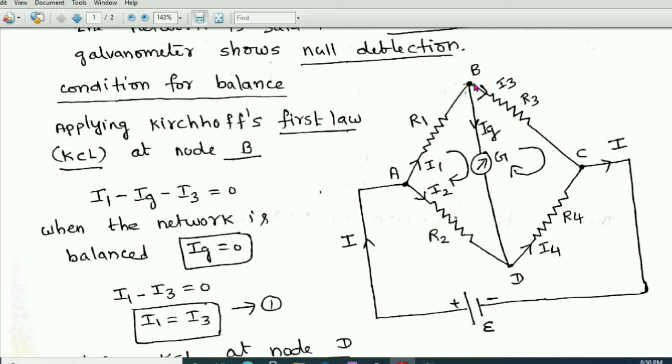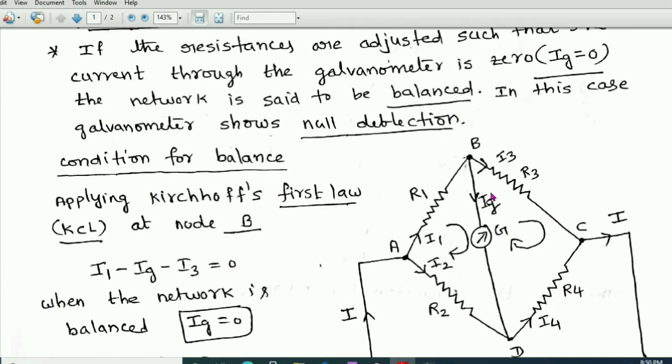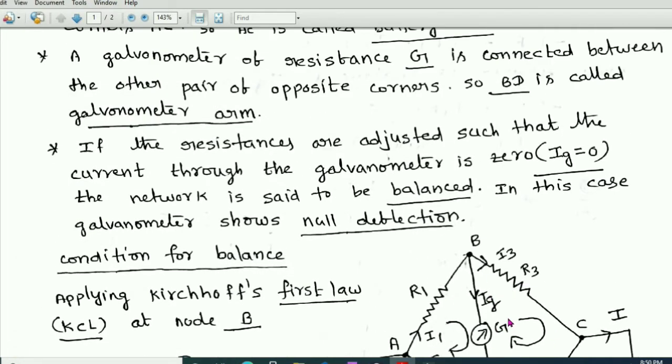Next, for the remaining 2 opposite points, B and D, a galvanometer is connected. This is the galvanometer. The resistance of the galvanometer is G. So between the points B and D, the galvanometer is connected. That's why BD is called the galvanometer arm. AC is called the battery arm and BD is called the galvanometer arm. So now this is called the Wheatstone's bridge network.